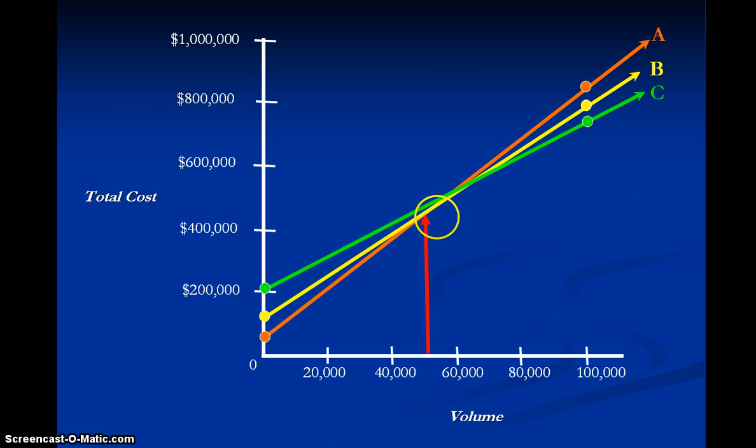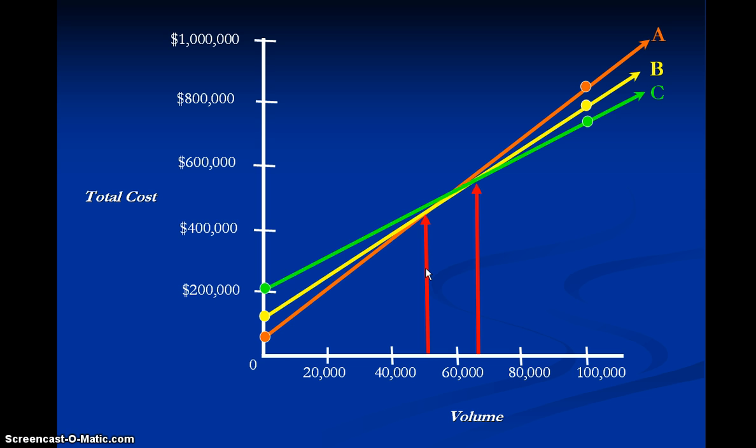You can see to the left of this arrow here, it looks like the orange line, so process A would be preferred. In between these two arrows, you see the yellow line is the lowest cost line, so over that range of volumes we would choose B. And then finally, to the right of the arrows with the very large volumes, the green line is clearly the lowest, so over those volumes we would choose C.